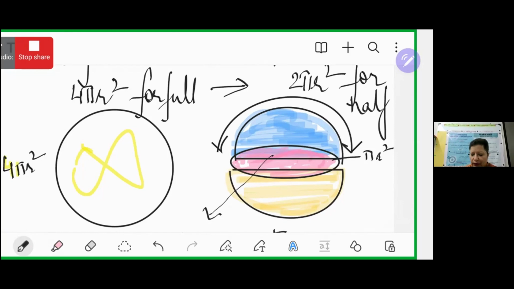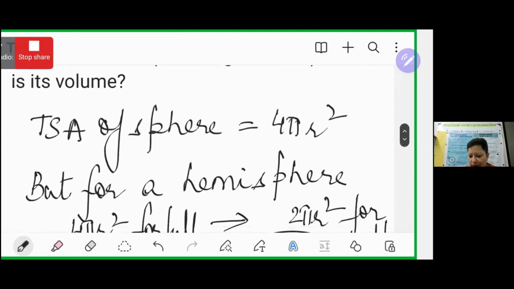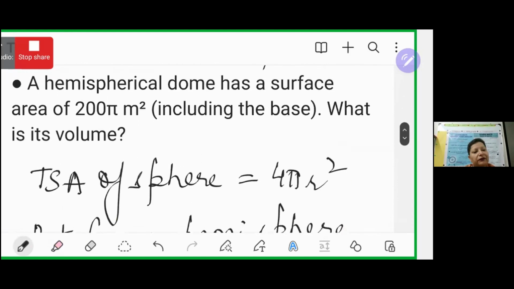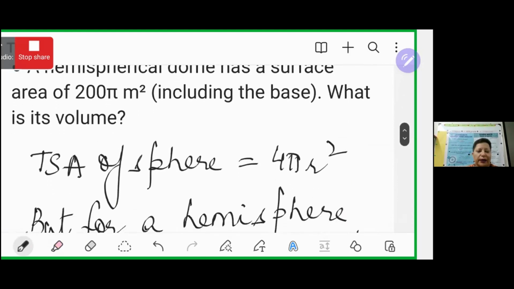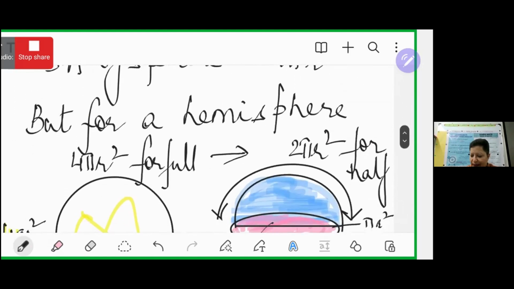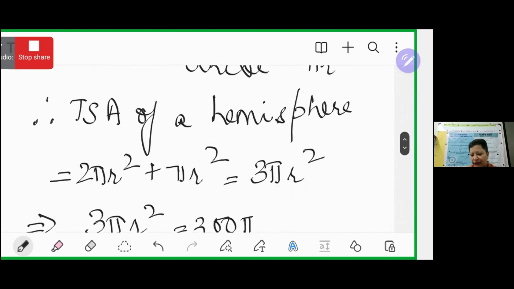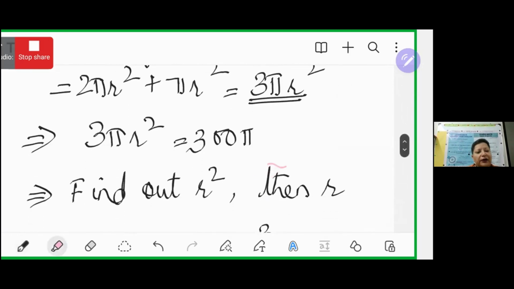Is that okay? So now coming back to the sum, what you were given was the TSA of the hemisphere as 200 pi m square. So in this case, what are we going to say? TSA is given by 3 pi r square, and that 3 pi r square is given as 300 pi, from where you can find out what your r is going to be.